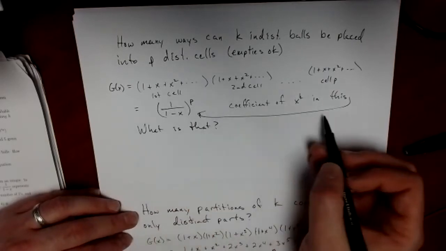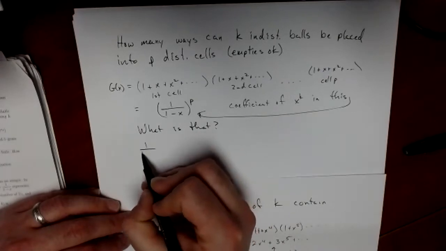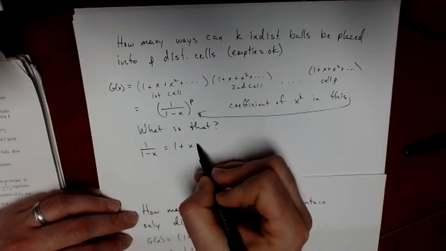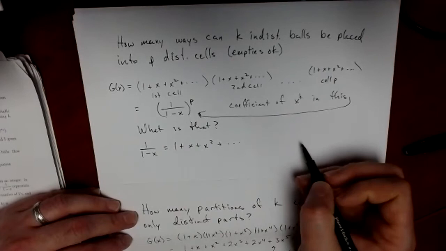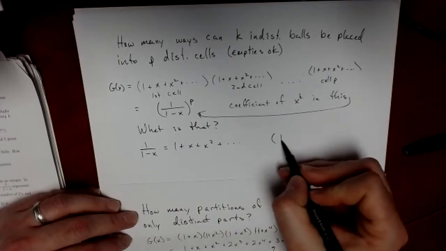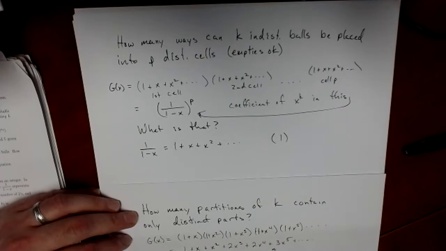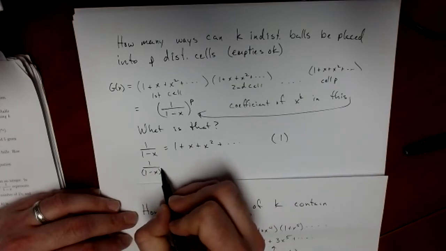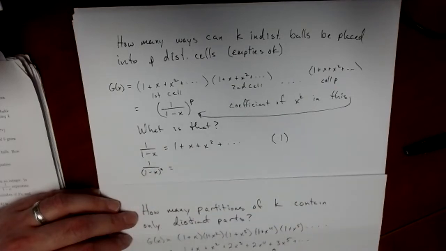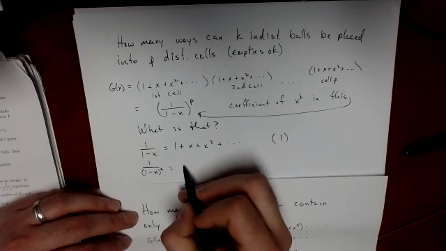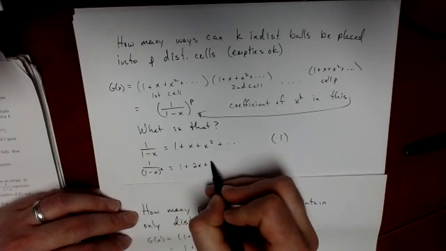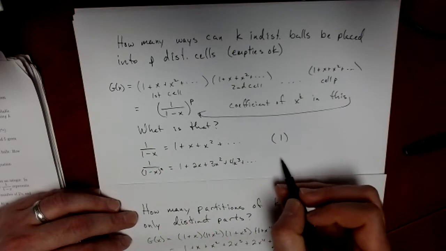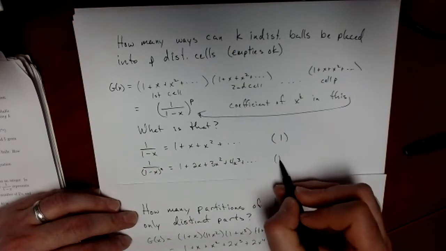So let's just kind of derive this. We know 1 over 1 minus x is 1 plus x plus x squared plus so on. And so the coefficient of all of these guys, the coefficient sequence is just a sequence of 1s. If I do 1 over 1 minus x squared, then we know this one is 1 plus 2x plus 3x squared plus 4x cubed and so on. And so the coefficient here is just k plus 1.